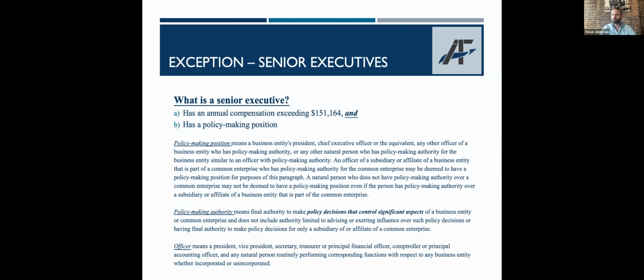Senior executives. There's really two prongs to satisfy here. One is the employee has to have a compensation exceeding $151,000, $151,164 to be exact, and it has to be in a policy-making position. Okay, so the compensation prong first. $151,000, that's annualized, okay? That's not total compensation that you've actually paid that employee over the year.